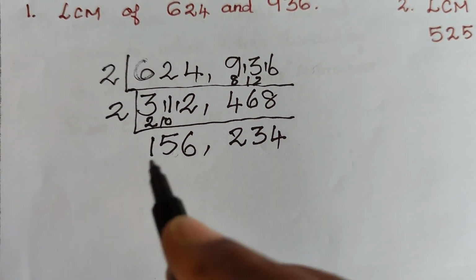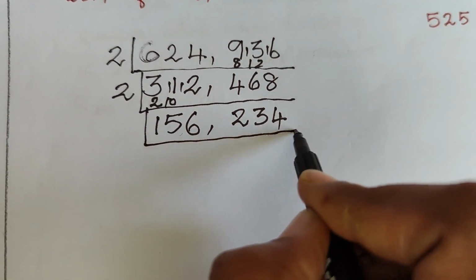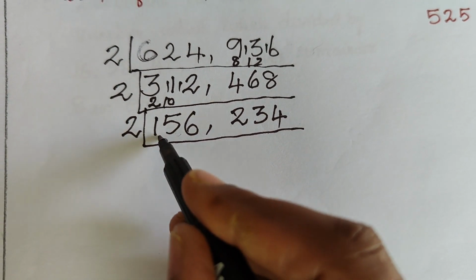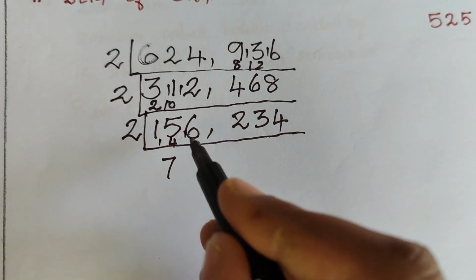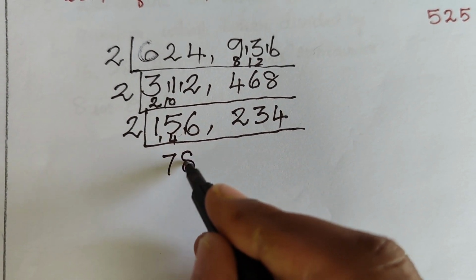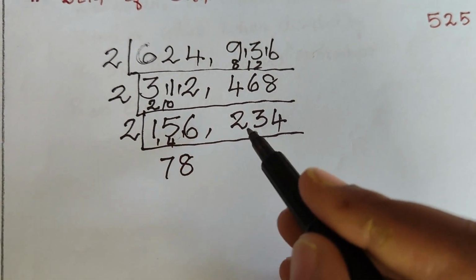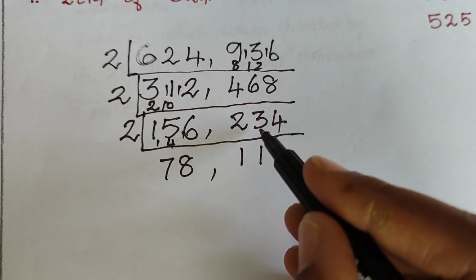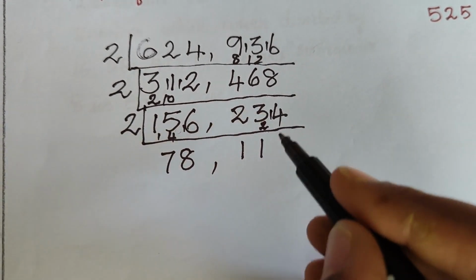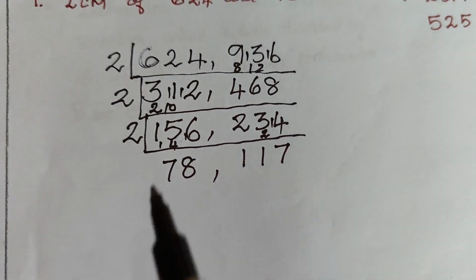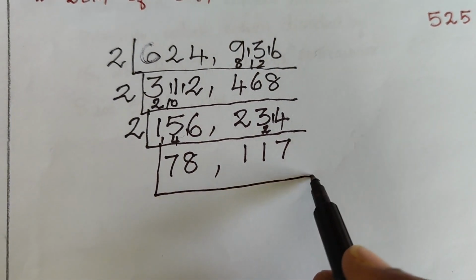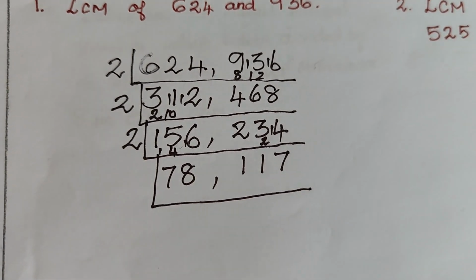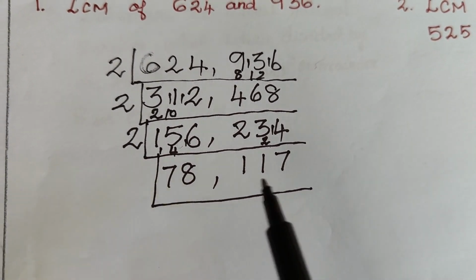Again, these two are even numbers, so we are dividing it by 2. In 15, 2 goes 7 times, 7 2s are 14, balance 1. In 16, 2 goes 8 times. In 2, 2 goes 1 time. In 3, 2 goes 1 time, 1 2 is 2, 3 minus 2, 1. In 14, 2 goes 7 times. Now, this is even, this is odd. So in both 2 won't go.